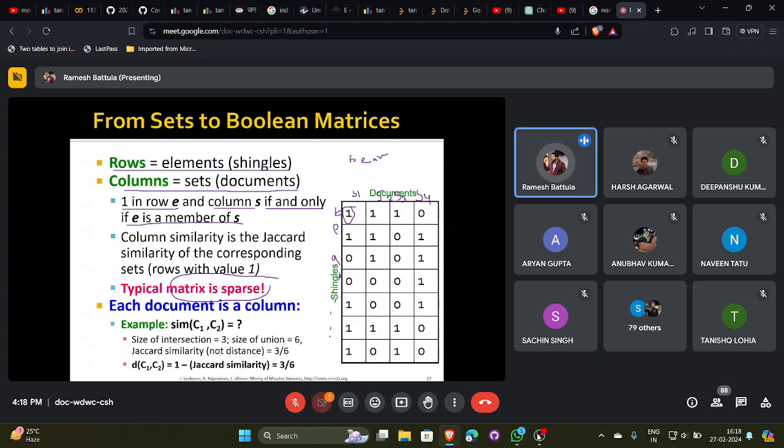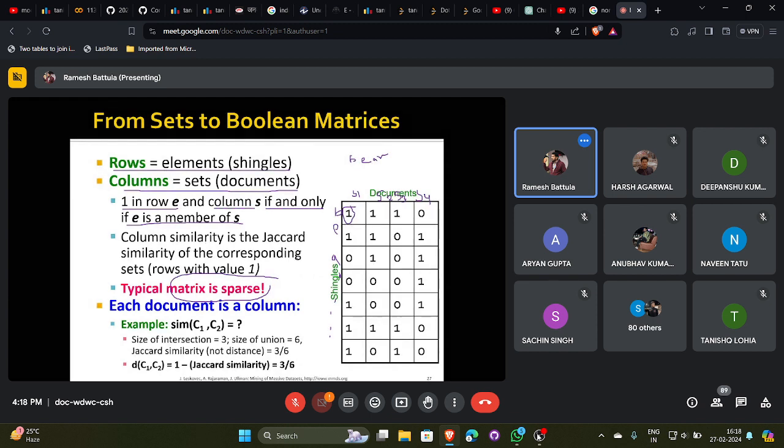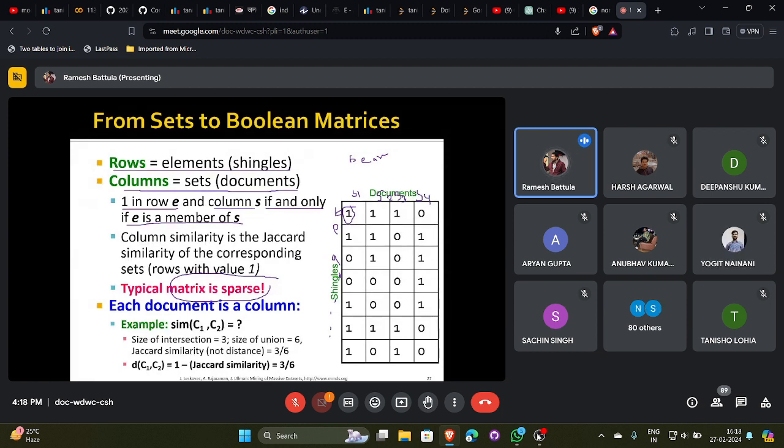This is a Boolean matrix. The Boolean matrix is going to be used to develop your min hash. For that, you choose your rows as shingles and columns as your documents. Each document is a column. That means S1, S2, S3, S4 are columns.